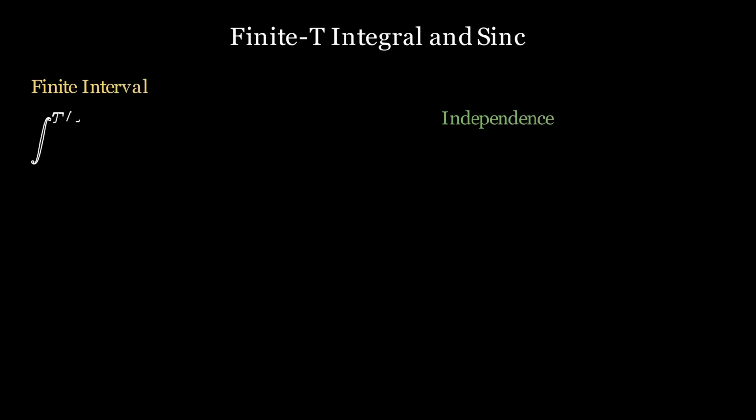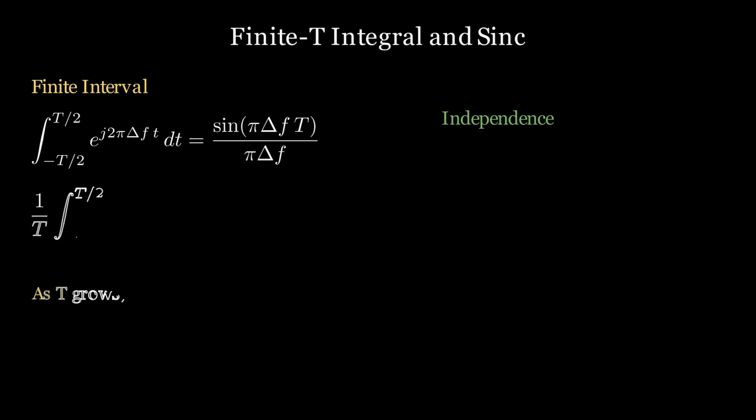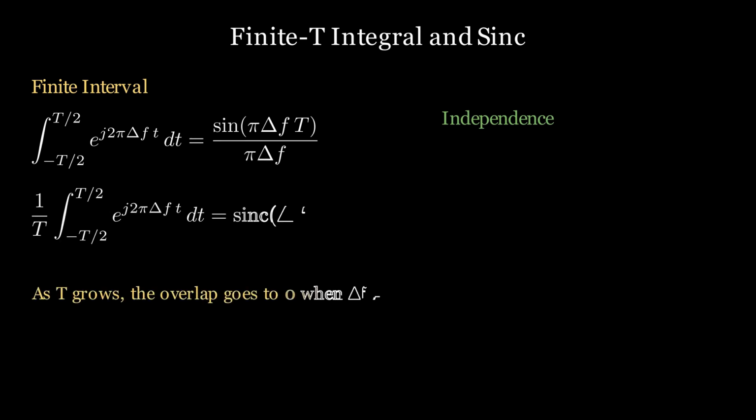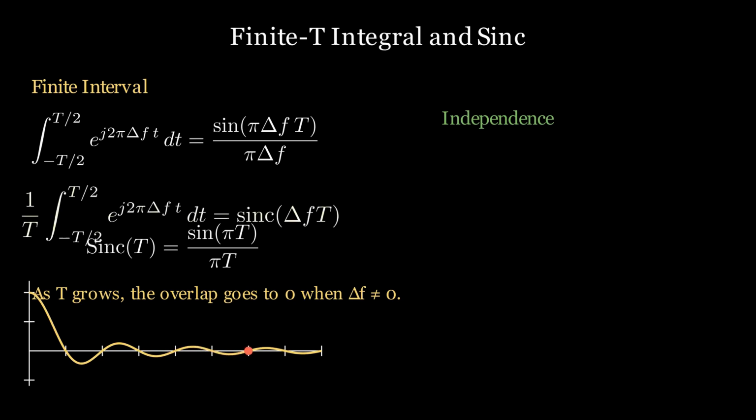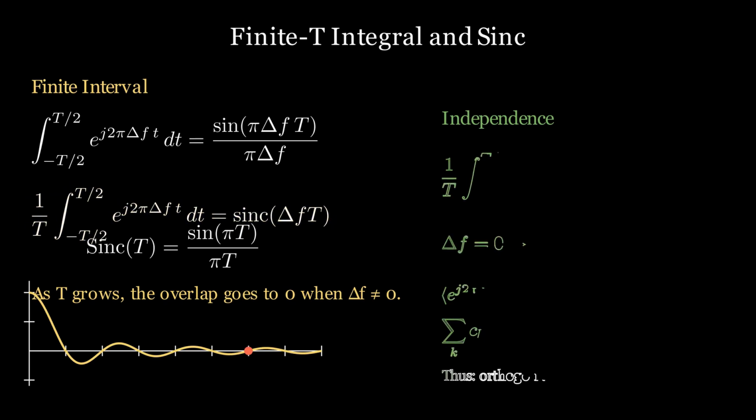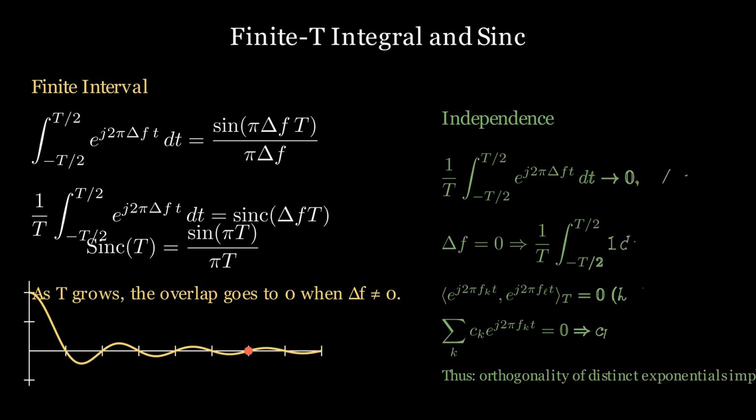Remember the projection concept from earlier? For it to work properly, our basis functions must be orthogonal. And indeed they are. If you take the integral of e to the power of j2πf1t multiplied by e to the power of j2πf2t over all time, it equals the delta function δ(f1 − f2). This means projecting any basis function onto a different one always yields exactly 0, proving they are perfectly independent.